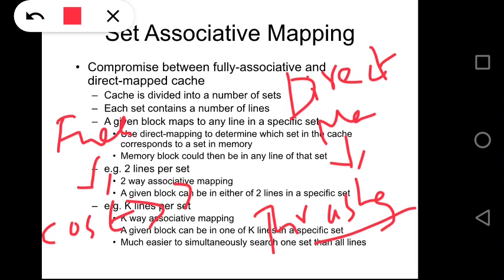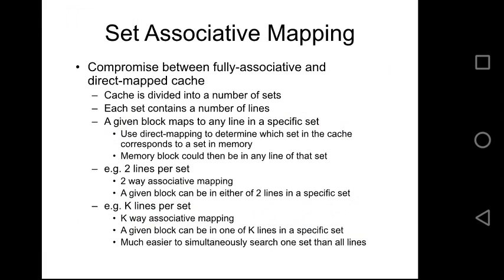So we have a new concept called set associative mapping, which is a compromise between fully associative and direct mapping. Here the cache is divided into a number of sets. Each set contains a number of lines. A given block maps to any line in a specific set. So you are dividing the cache into some sets, and a block can map to any block in that set.